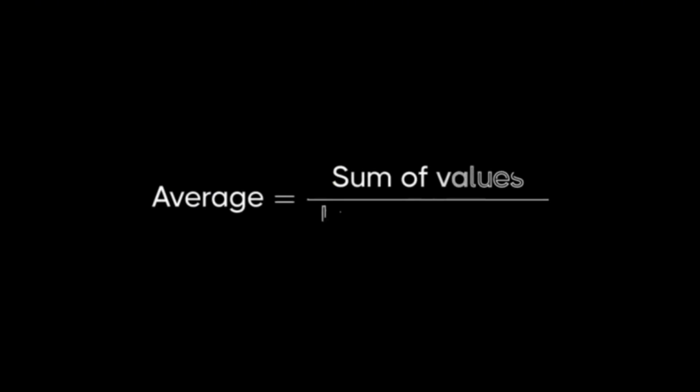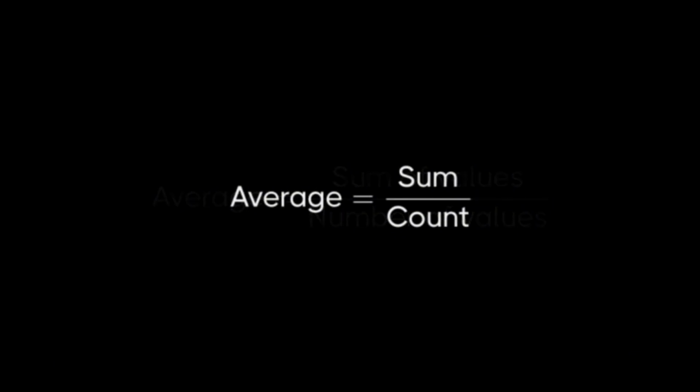This simple but powerful formula shows us that the average is calculated by taking the sum of all values and dividing by the number of values in our dataset. We can write this formula in a more compact way. Average equals sum divided by count. This simple equation is the foundation of how we find the central value in any collection of numbers.